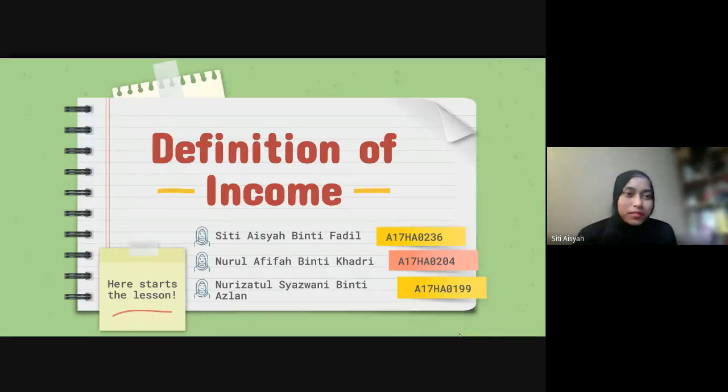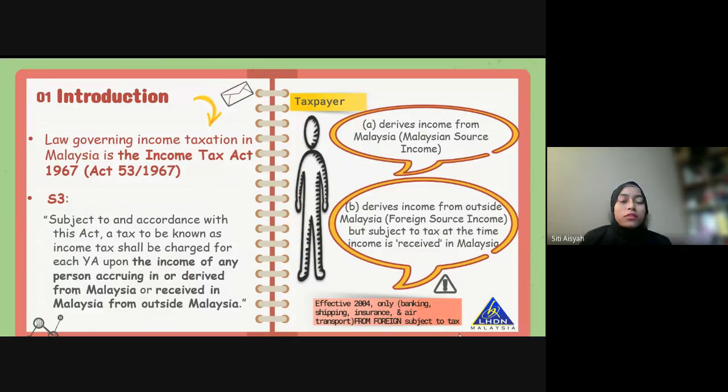Okay. So today we are from Group 1. We present our definition of income. My name is Siti Aisyah and the other two members are Nurul Afifah and Nurizatu Shazwani. Before we go to what is income, I would like to introduce the law governing income taxation in Malaysia, which is the Income Tax Act 1967.